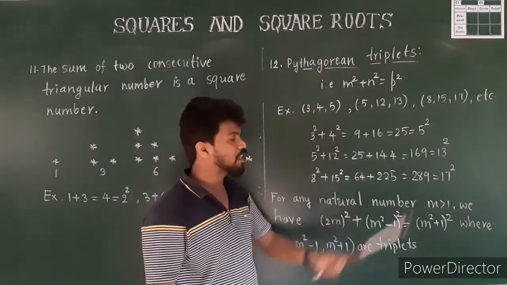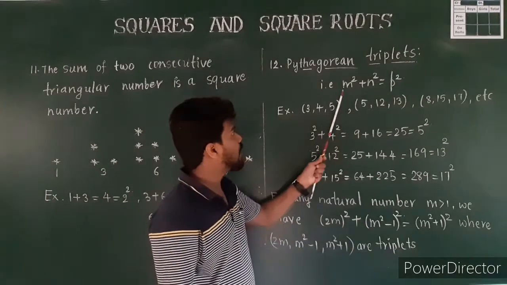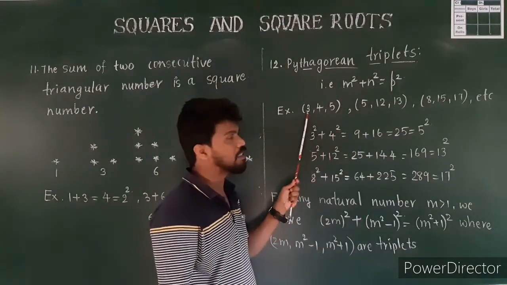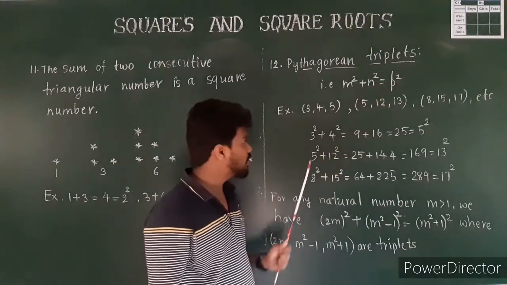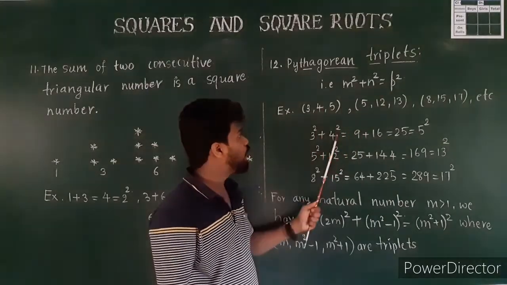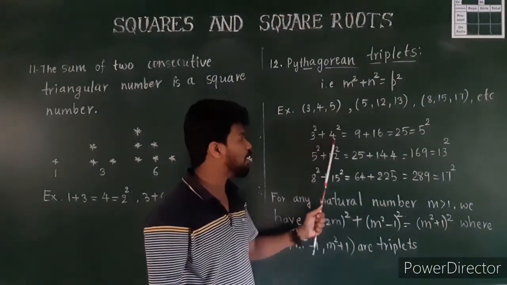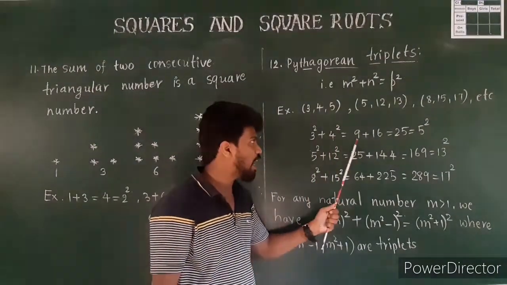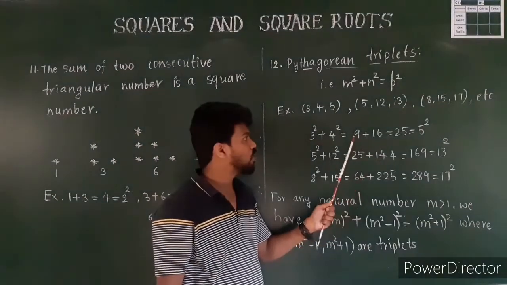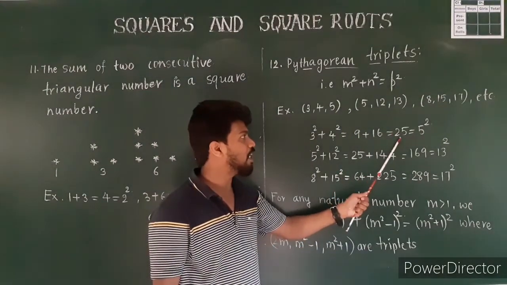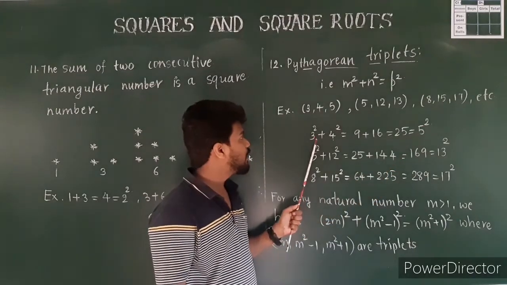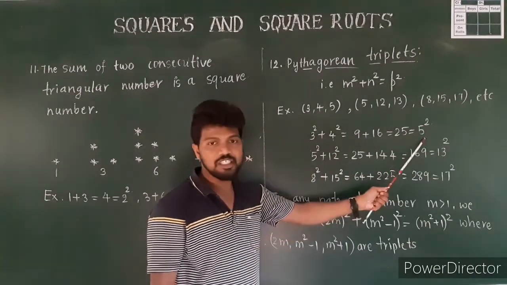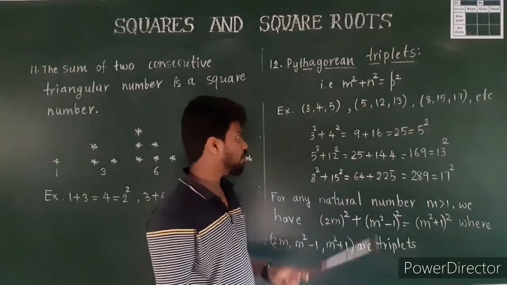Why do you call it Pythagorean triplets? You see that in this, m is 3, n is 4 and p is 5. You see 3 square plus 4 square. 3 square is 9, 4 square is 16. So 9 plus 16 you get 25. So 25 is equal to 5 square. So you know that m square plus n square is equal to p square.